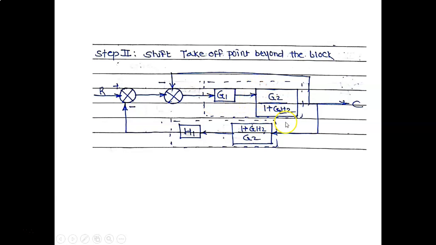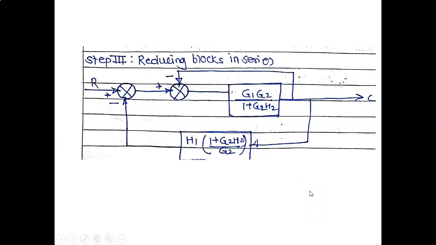G1 into this block G2 divided by 1 plus G2H2. Therefore, these two blocks are getting multiplied with each other. In the same way, these two blocks are also getting multiplied with each other. That is H1 into 1 plus G2H2 divided by G2. Therefore, G1G2 divided by 1 plus G2H2, and this block is H1 into bracket 1 plus G2H2 divided by G2. Therefore, the diagram would remain the same.